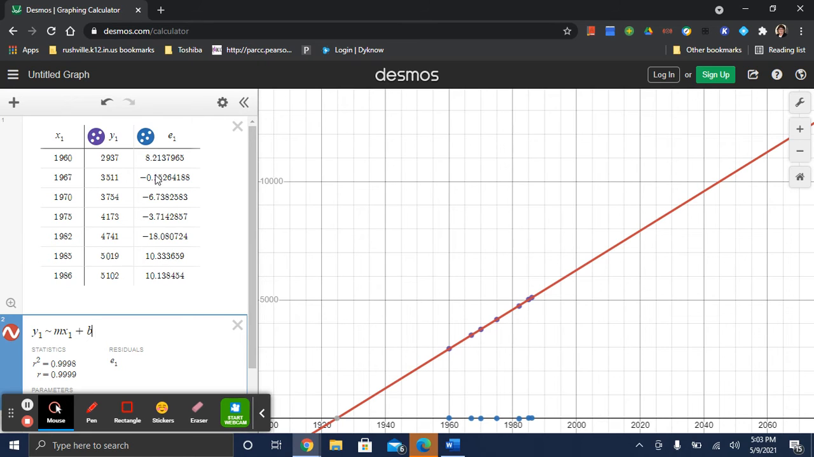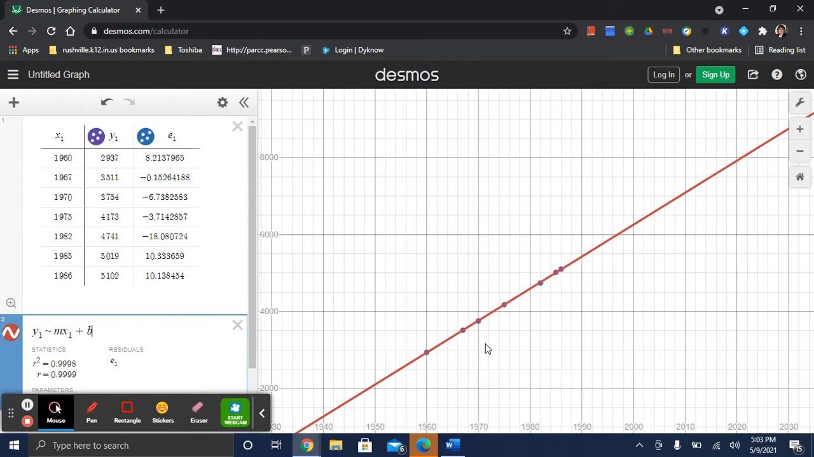But these residual points tell you how far this data point is from the line that's been graphed. So we've got one that's 8 units away. This one's negative 0.15, so very close, negative 6.7. This one's the furthest away at negative 18, so it's 18 below. And then these two are both 10 units away from the line.